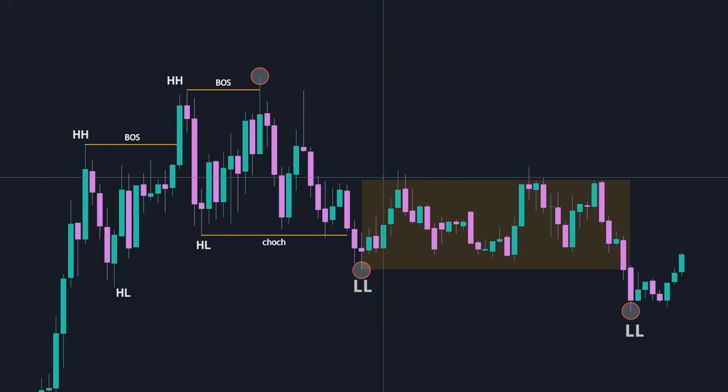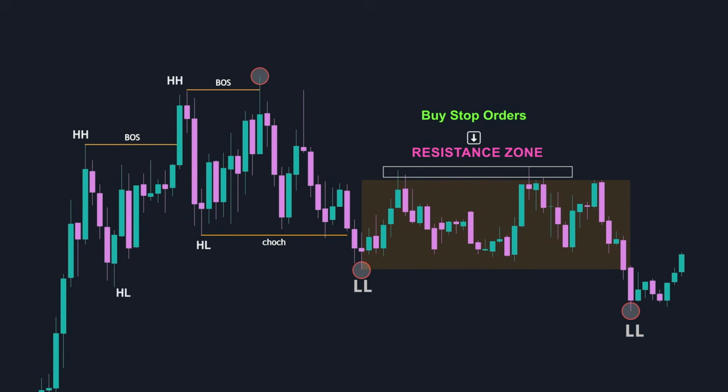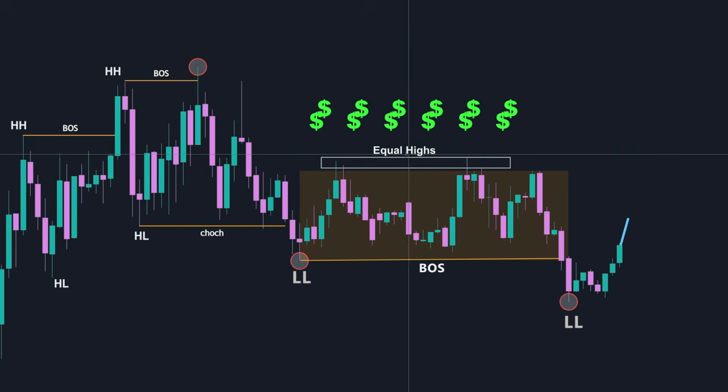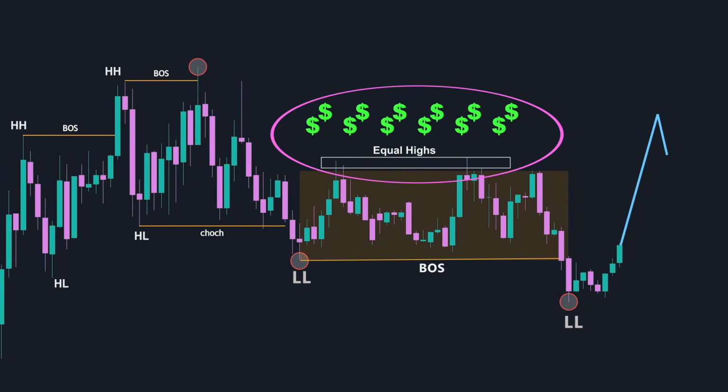Now let's zoom in on that consolidation. What usually forms here? Equal highs. And that's exactly what we see. The market pushes up once, twice, and then a few smaller pushes around the same level. That gives us a clear resistance zone. Here's why that matters. Buyers are placing stop orders above that resistance, waiting for a breakout. Sellers are also stacking in this zone, placing stops just above the equal highs. So what do we get? A pocket of liquidity. Lots of trapped orders sitting right above those equal highs. If price sweeps this level, it grabs liquidity and then continues lower.